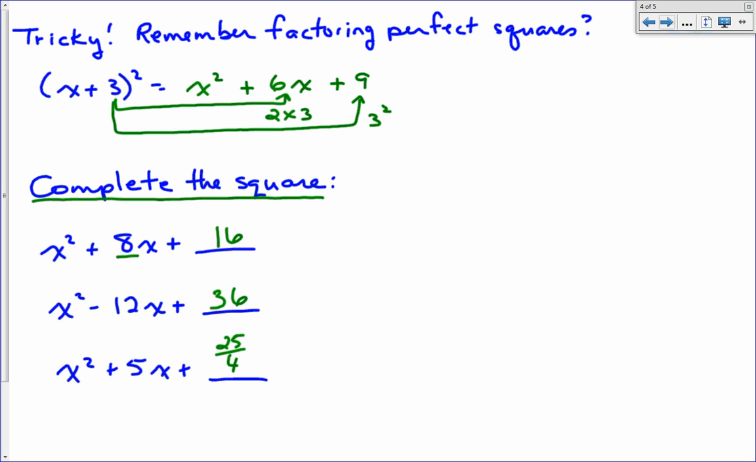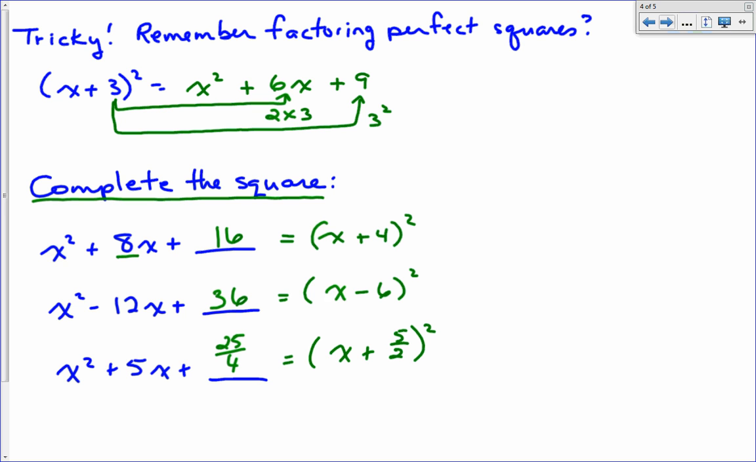Okay, so if we look at these in order again now, x squared plus 8x plus 16 is equal to x plus 4 squared. x squared minus 12x plus 36 is x minus 6 squared. And x squared plus 5x plus 25 over 4 is equal to x plus 5 halves squared. So completing the square is figuring out what number you need to add to the end to make something into a perfect square, so that then you can factor it and have something like what we have on the right side here.